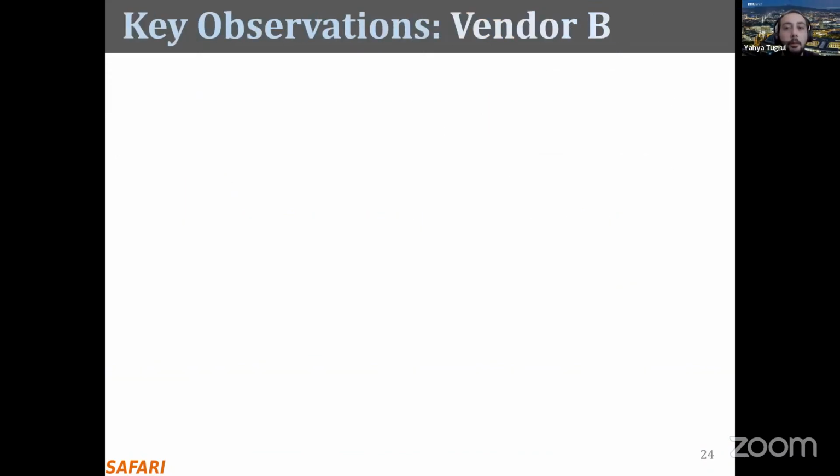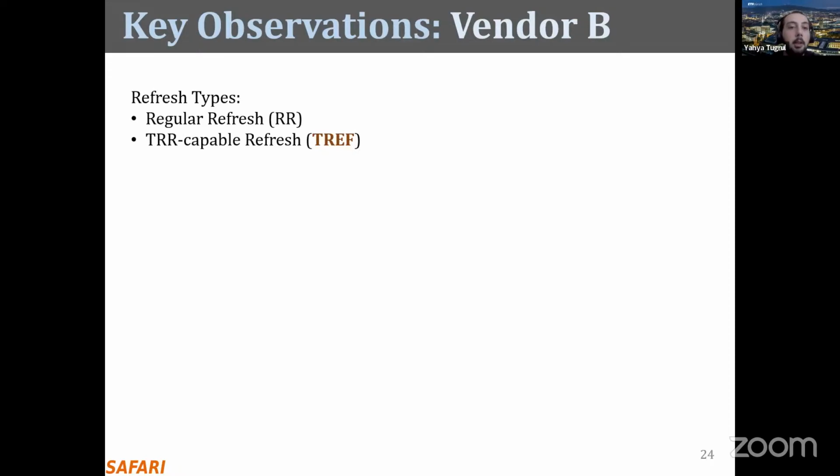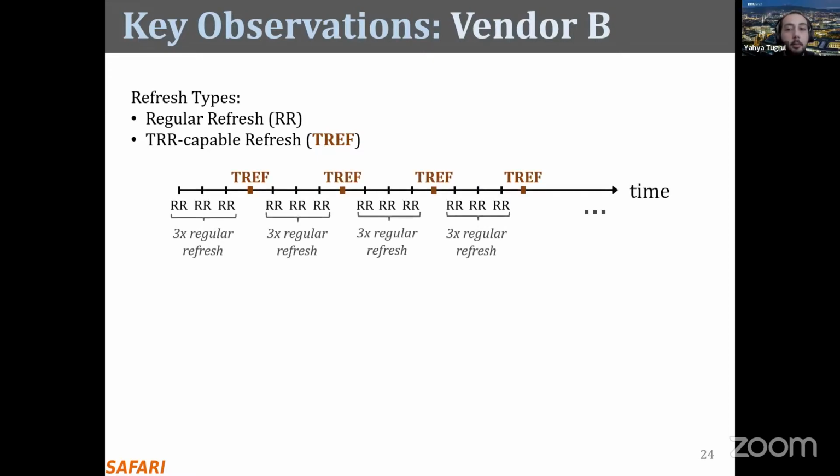Let's look at vendor B's TRR implementation. Differently from vendor A, vendor B has only one type of TRR capable refresh, and we observe that it uses every fourth refresh command. We observe that a TRR capable refresh happens on every fourth refresh command.